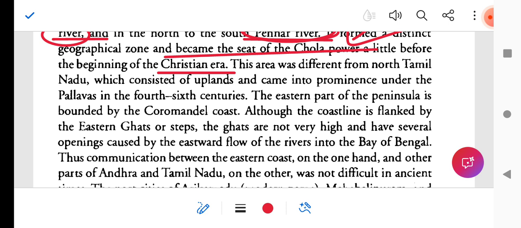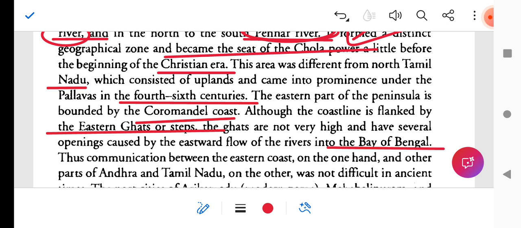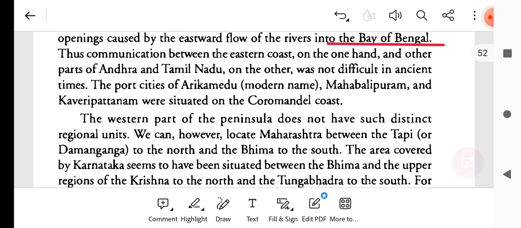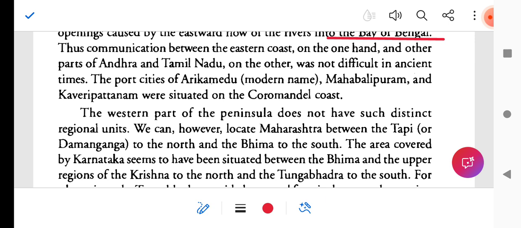This area was different from North Tamil Nadu, which consisted of uplands and came into prominence under the Pallavas in the 4th to 6th centuries. The eastern part of the peninsula is bounded by the Coromandel coast. Although the coastline is flanked by the Eastern Ghats, the Ghats are not very high and have several openings caused by the eastward flow of the rivers into the Bay of Bengal. Thus, communication between the eastern coast on the one hand and other parts of Andhra and Tamil Nadu on the other was not difficult in ancient times.